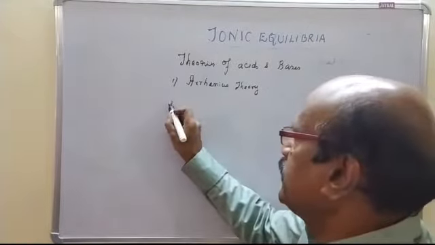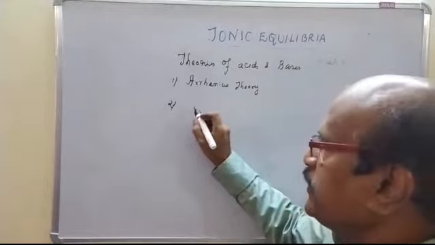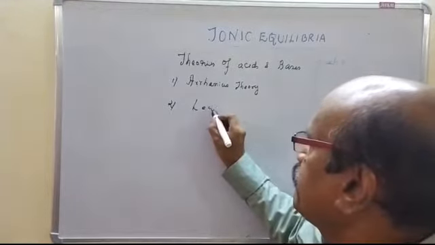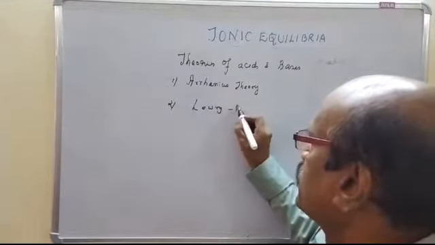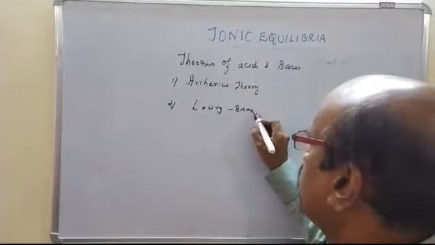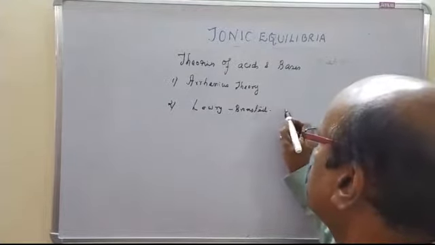But the second theory, that is a somewhat more generalized theory, is the Lowry-Bronsted theory. The Lowry-Bronsted theory is the most generalized theory. It is a generalized theory.